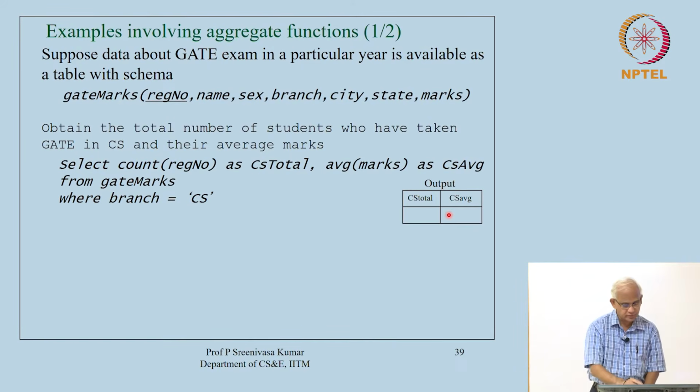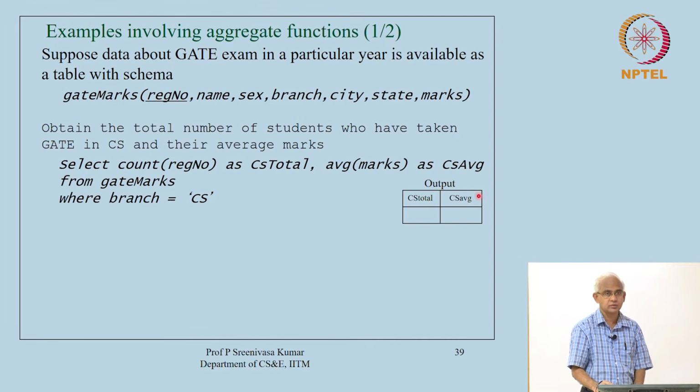Okay. So, it is very simple to make use of these aggregate functions. You will use them in the select clause, and then you can give new names, or if you do not give new names, it will simply put count underscore registration number here and then average underscore marks, something like that. So, the names will be automatically derived from the aggregate functions and the attribute names you have used. Okay.